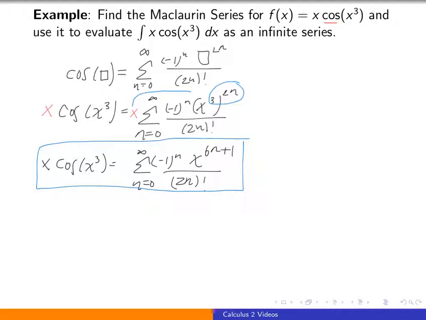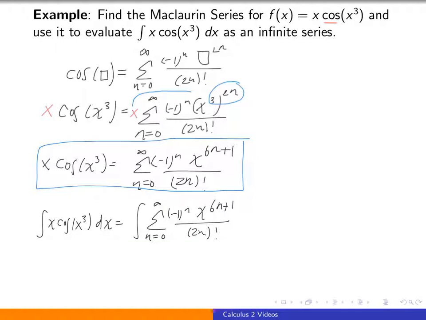Now we need to evaluate the integral. So if we want to anti-differentiate x cosine of x cubed, what we can do is replace that function with its power series representation. Now the function itself would be quite difficult for us to integrate, but we've seen previously that we can integrate power series very conveniently. We can take that integral and really plug it inside the summation. That is, we can write this as the sum from n equals 0 to infinity of the integral of minus 1 to the n, x to the 6n plus 1, all divided by 2n factorial.